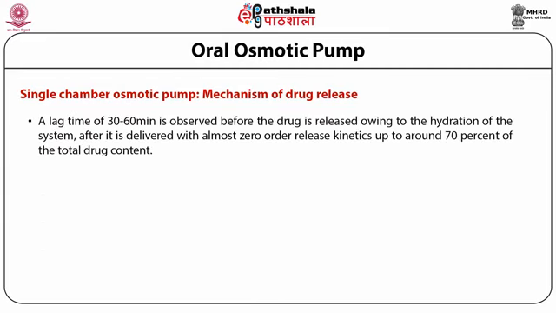In this system there is a lag time of 30 to 60 minutes before the drug comes out, owing to the hydration of the system, because it takes time. After it, delivery is at almost zero order. That is the good point, because in a controlled drug delivery system, the ideal drug delivery system is one that releases the drug at a zero rate. And what is this zero rate drug release? Zero rate drug release means drug release is constant with time, with no directly proportional relation to time.